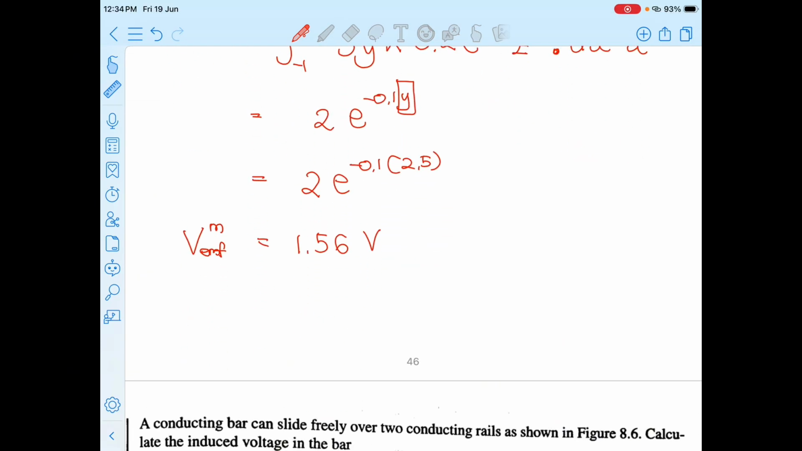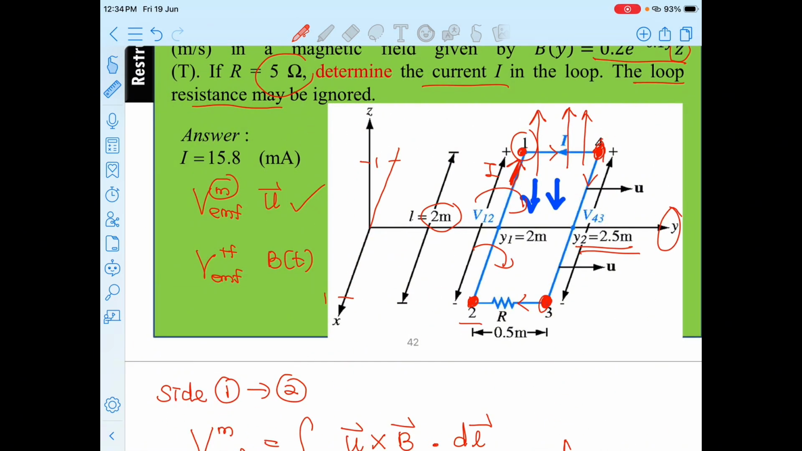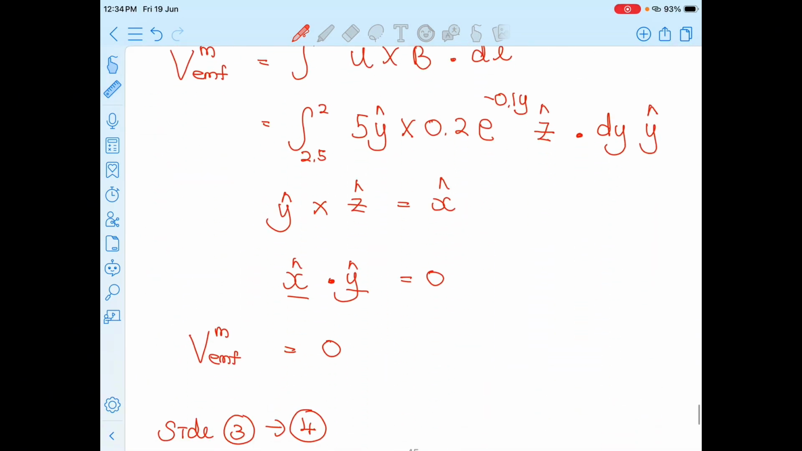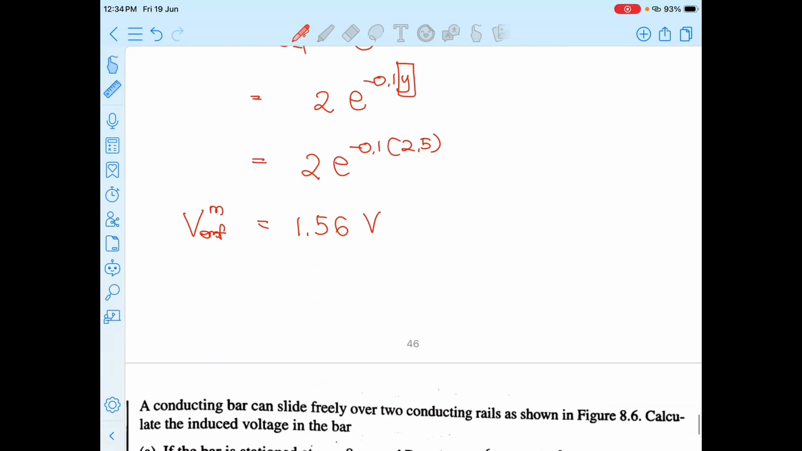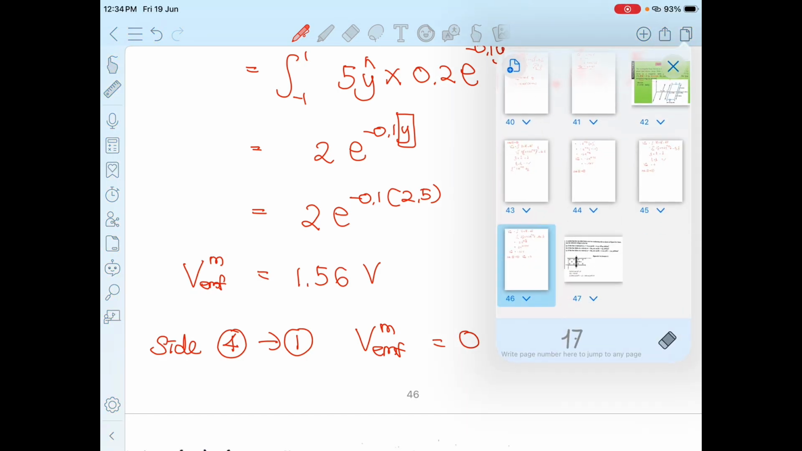And for the last one, side 4 to 1, the condition is very similar to that of sides 2 and 3, because the length is in the dy, the y direction, so eventually it leads to 0. So for side 4 to 1, the motional EMF is equal to 0.